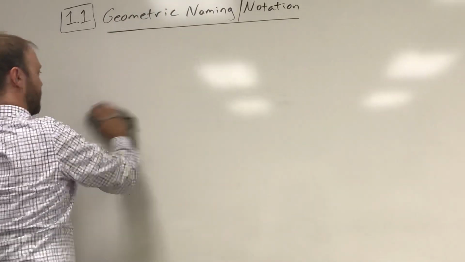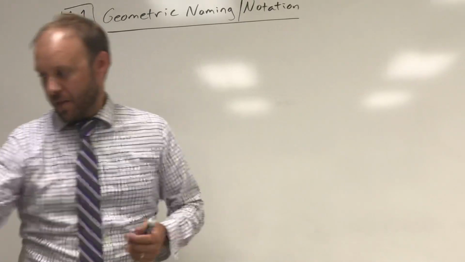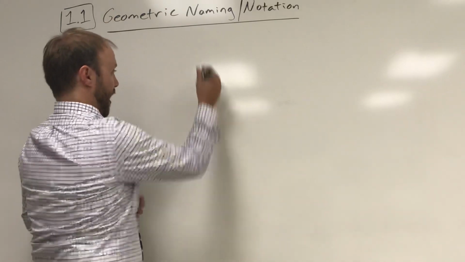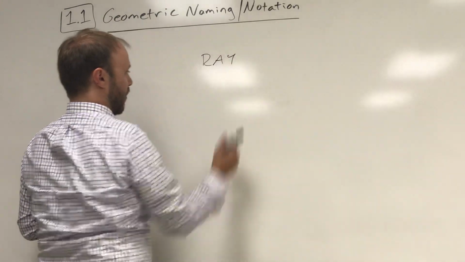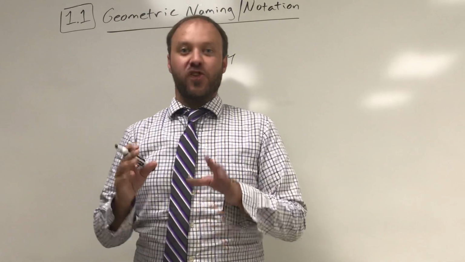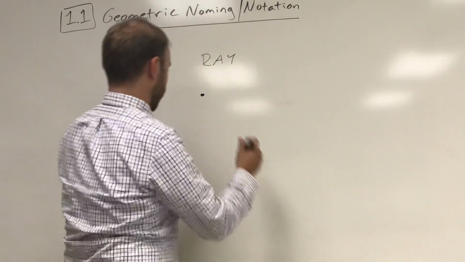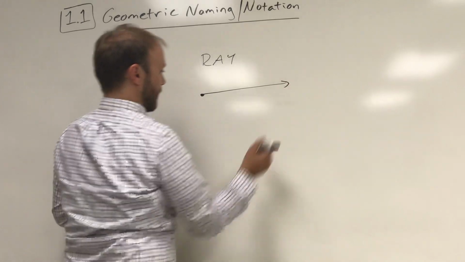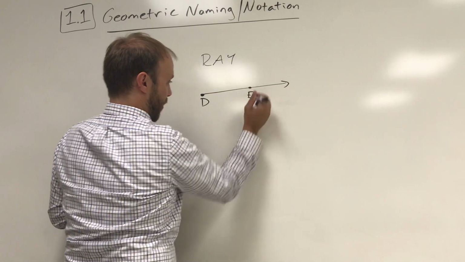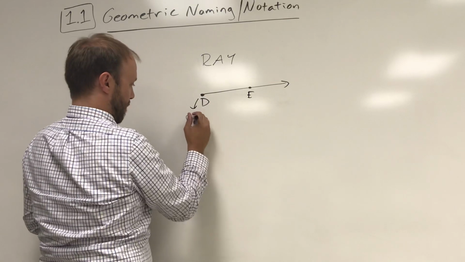Well, let's talk about some other things. So we've talked a little bit about naming points, naming segments, naming lines. There's also something called a ray. A ray has a direction. It starts and it goes out in some direction. So for example, a ray might look something like this. Maybe I have point D and I have point E. Now this point is called the endpoint.